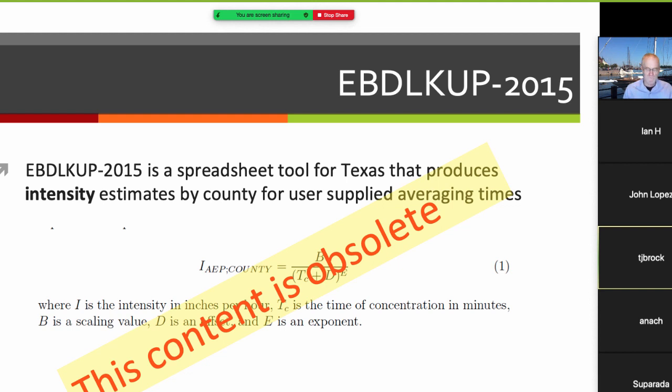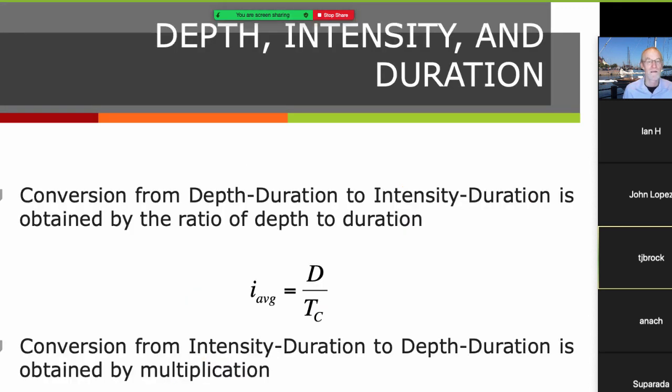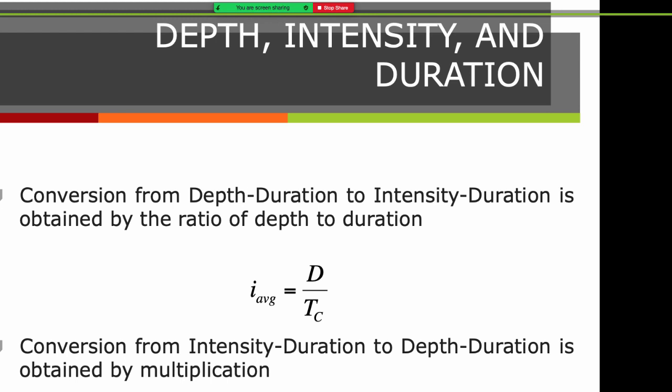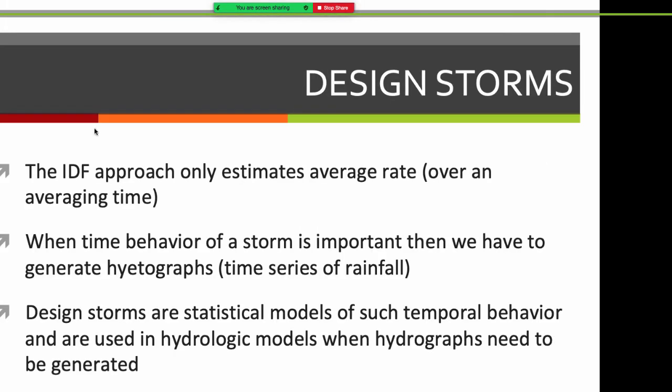And moving on. So in 2015, Texas wasn't sure it was ever going to get the update. So they embarked on their own and created a tool called EBD Lookup 2015. And that's now a deprecated tool for Texas. But let's take a look at what it was like.